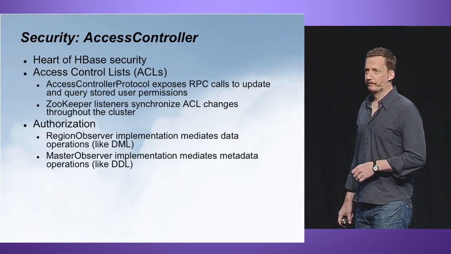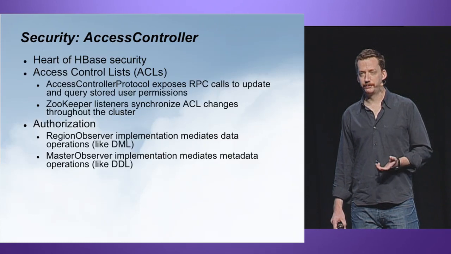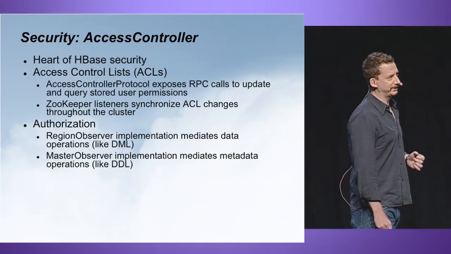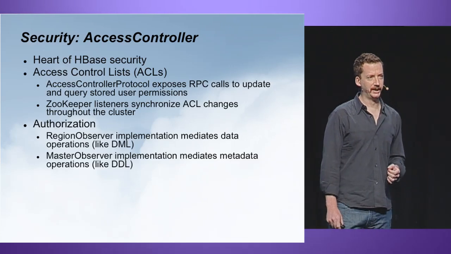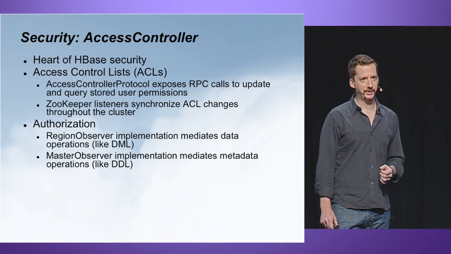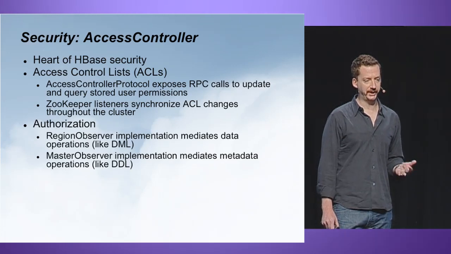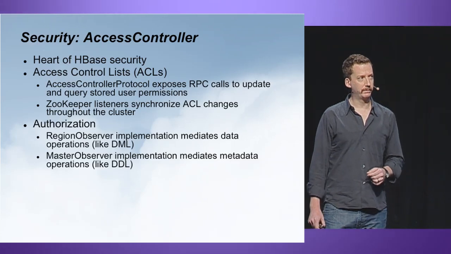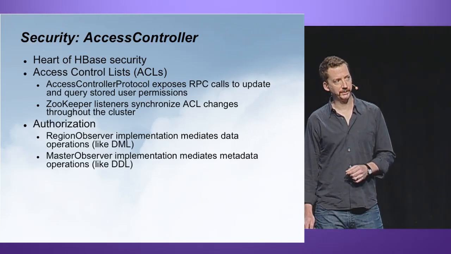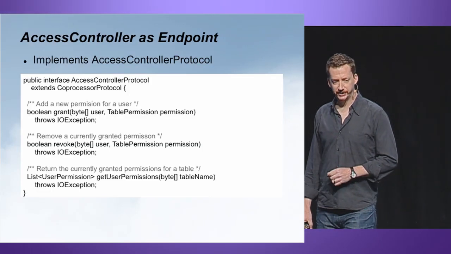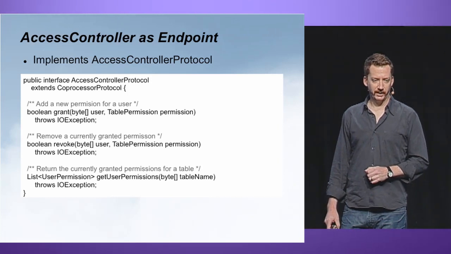So the real heart of HBase security is this access controller coprocessor. This serves two different roles in HBase. It provides interaction for granting, revoking, listing assigned permissions. It also performs all the authorization checks for requests that come in against table data. So first, let's look at that first role.